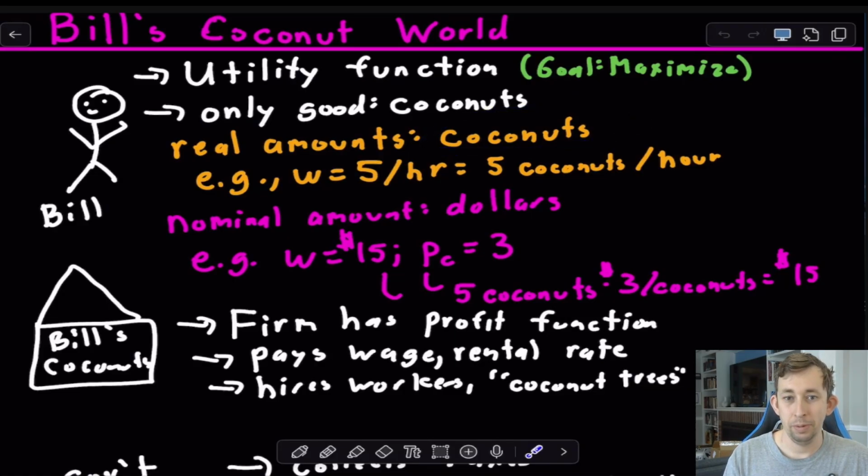So for example, if Bill gets a wage of 5 per hour, then he's getting 5 coconuts per hour. We can also have nominal amounts when we introduce money and dollars and prices, where now the wage Bill gets for working is $15 per hour, but the price of coconuts is 3, so he's still getting 5 coconuts an hour. That's his real wage.